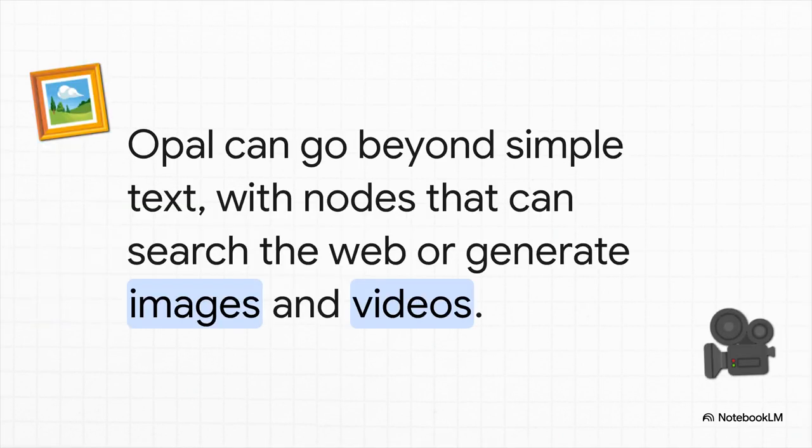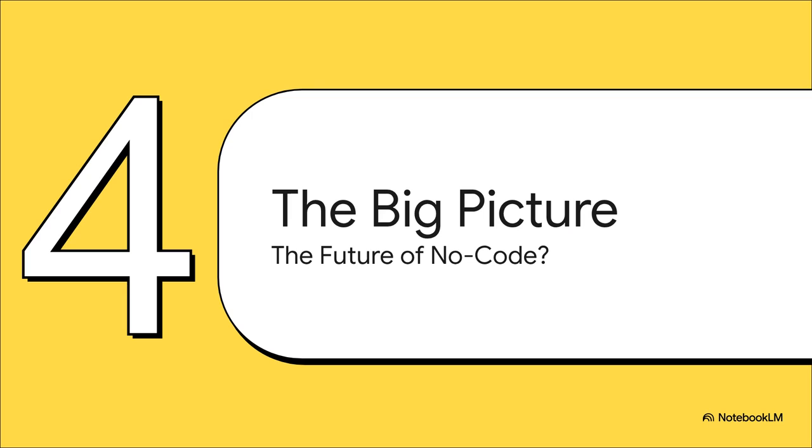And get this, it's not just about text. Opal is what some people call agentic, which is just a fancy word meaning it can actually do things in the world. For example, some nodes can go out and search the web for live info. Others can tap into Google's AI models to generate images or even short videos. All of that can be a step in your app's workflow. It's pretty wild.